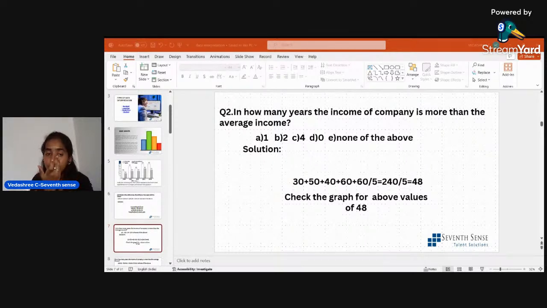So to find in how many years the income of the company is more than the average income, we first calculate the average. To calculate the average, we have a formula: sum of all values divided by the total number of values. These values are given in the bar graph. Understood? Just calculating the average, that's it.